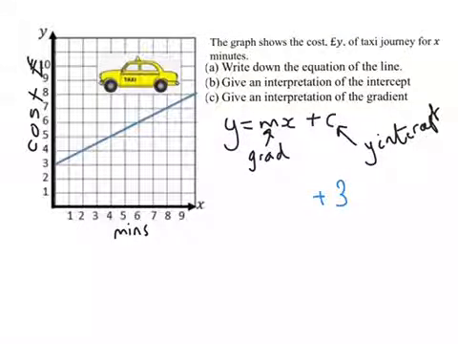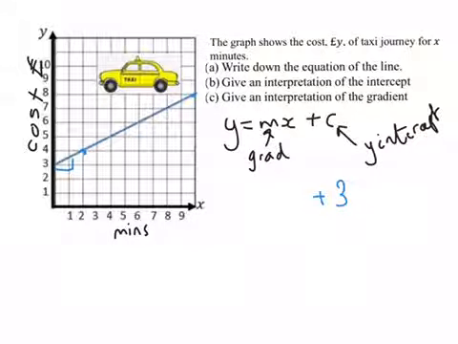Remember, the gradient means for every 1 you go across, how many do you go up? Now, in this case, it goes up less than 1, so it's not very clear. So it's more useful to go up a couple of times, if you remember, until you hit an actual coordinate point there. So I could go there, or I could go all the way to the end if I wanted. It doesn't really matter. And then I look at the change in y divided by the change in x.